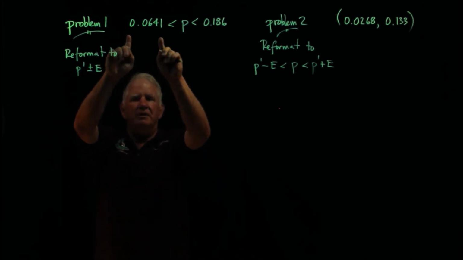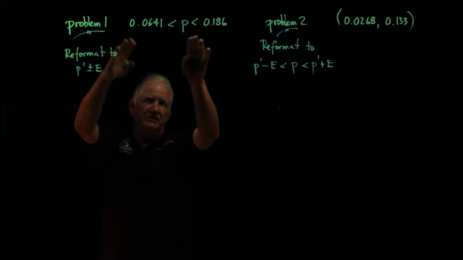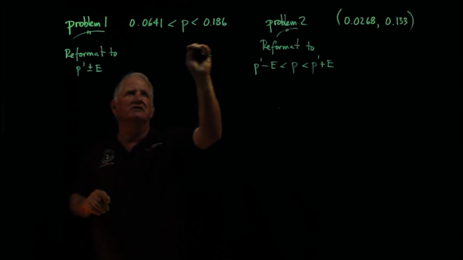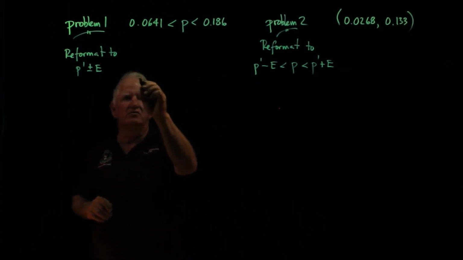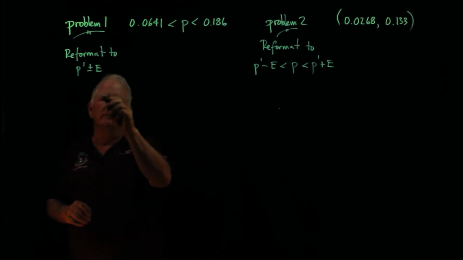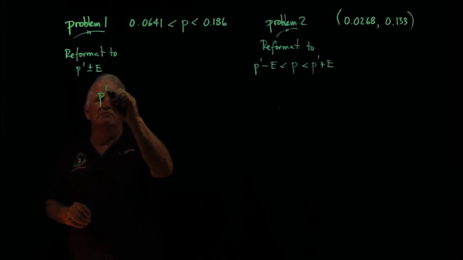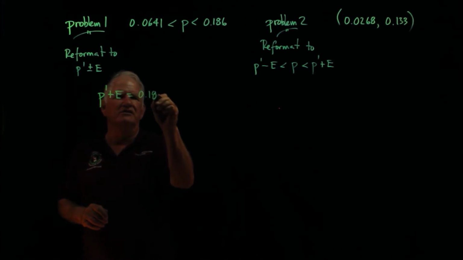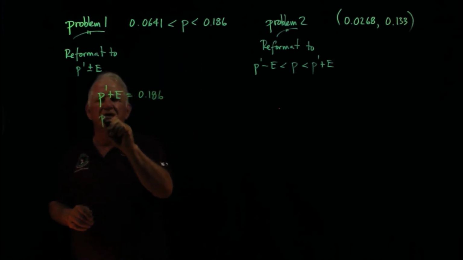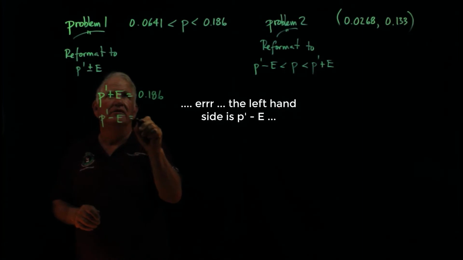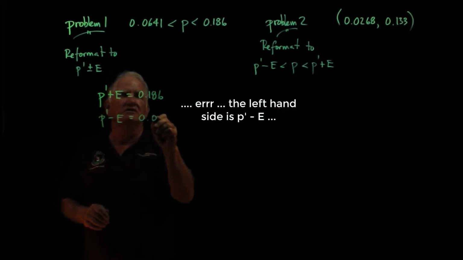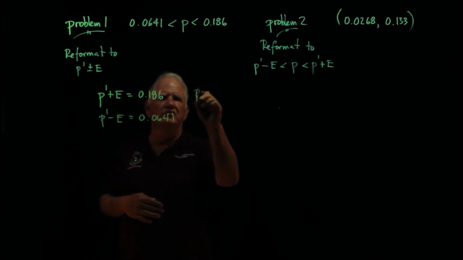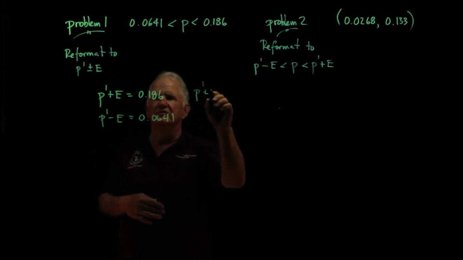Recognize that that is P, in this case we're using a proportion as an example. So recognize that is P prime minus E and that is P prime plus E. Let's just write that down twice. So the right hand side is P prime plus E, and that's equal to 0.186. And the left hand side is P prime minus E, and that's equal to 0.0641. Let me write that down over here, because we're going to do two separate problems here.